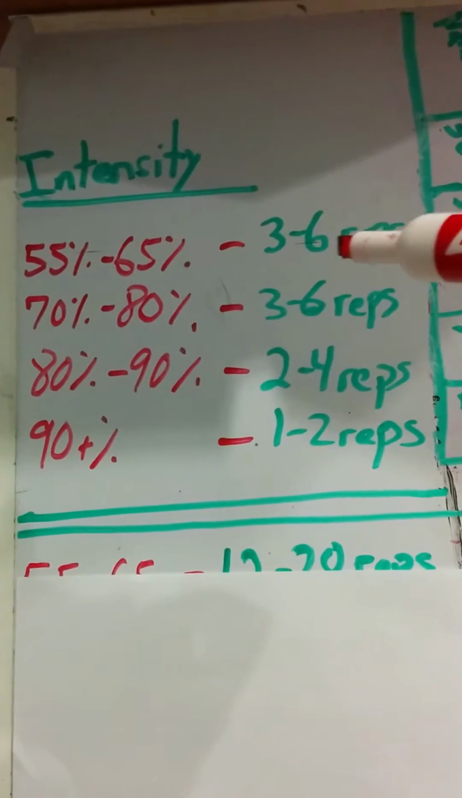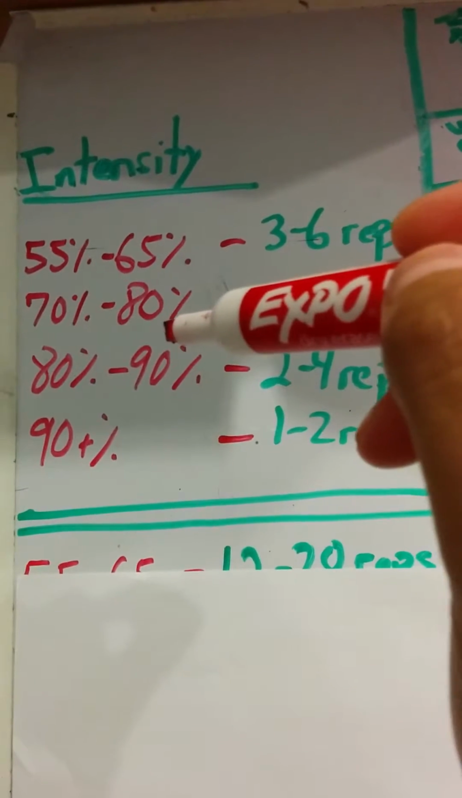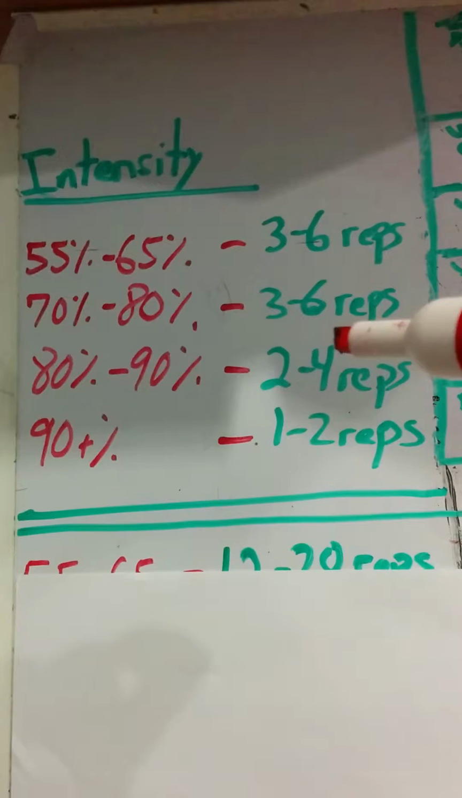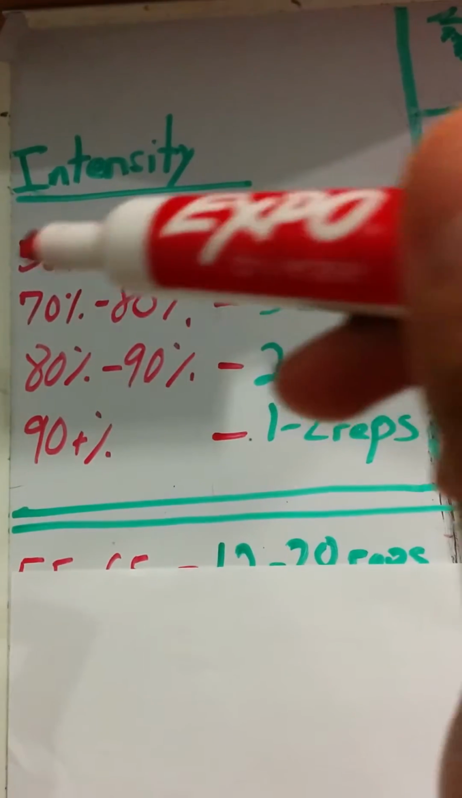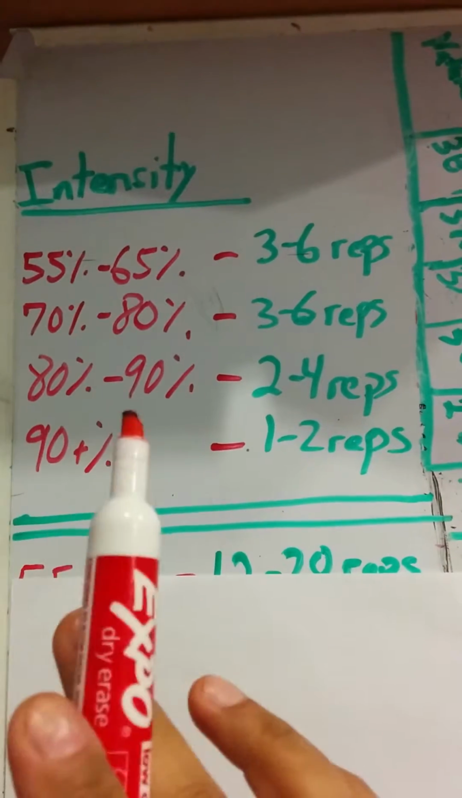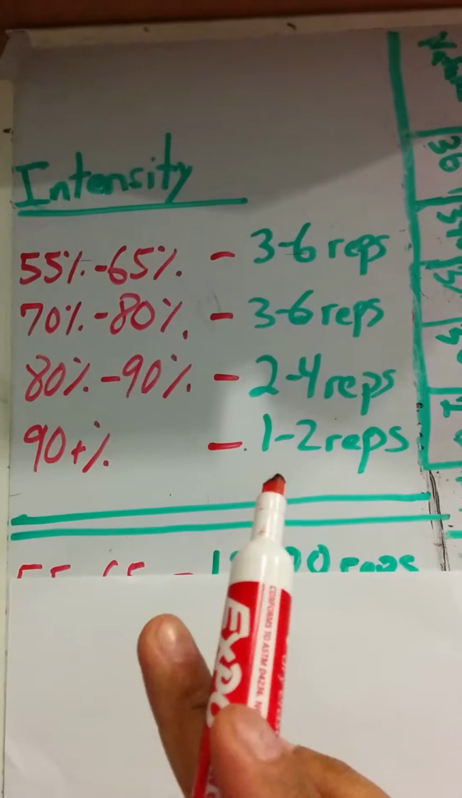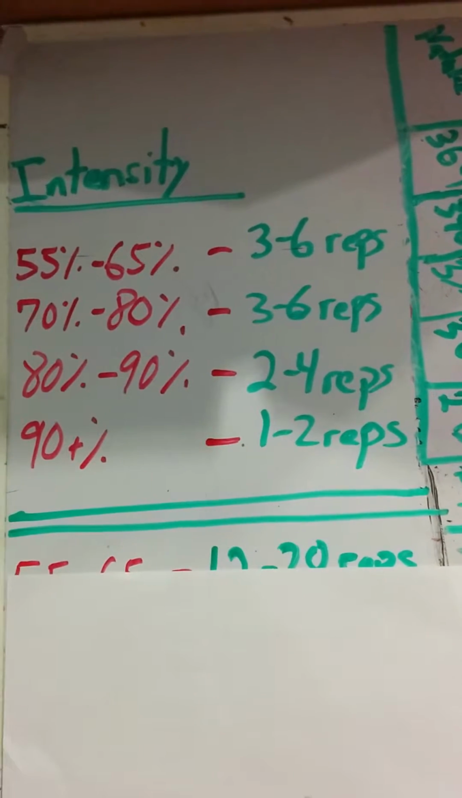So for this percent range, you're getting 3 to 6 reps. Also for this percentage range, you're getting 3 to 6 reps just because they're not going any more reps than that. Then you actually see the reps drop. So from 80 to 90%, 2 to 4 reps, and then 90% plus, they're only doing singles or doubles.